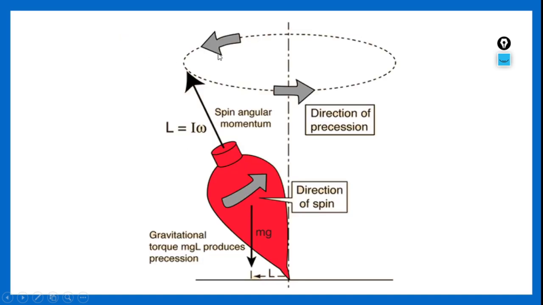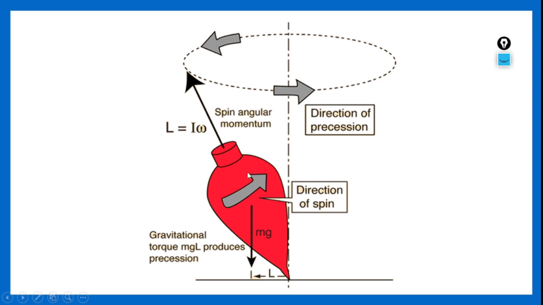If you observe the figure here, let us say a top is rotating on the ground. The direction of spin is in this direction. The weight of the top, mg, is straight downwards vertically. And this is the angular momentum L. We know that L is equal to I omega, the spin angular momentum. And this is the direction of precession, and this is the direction of spin.